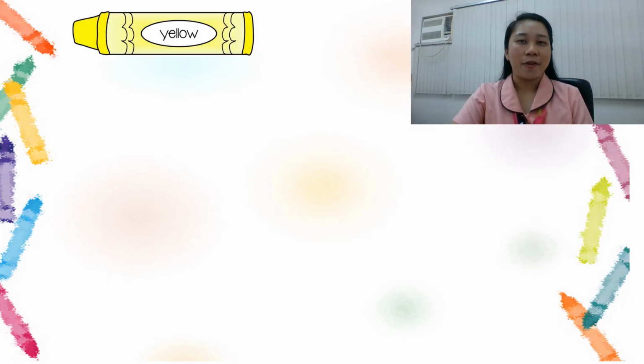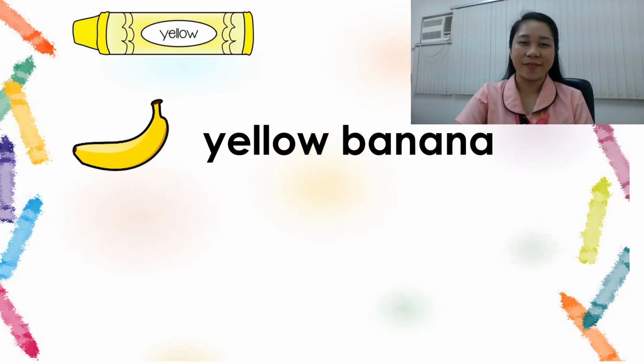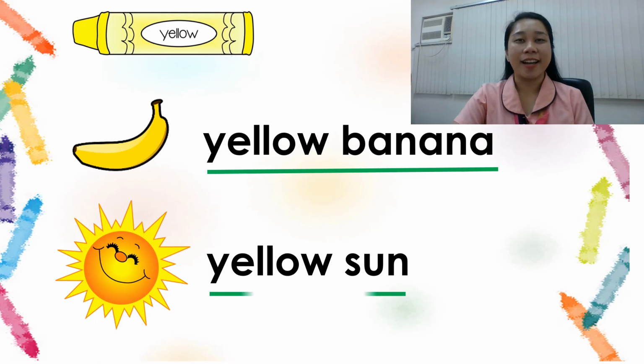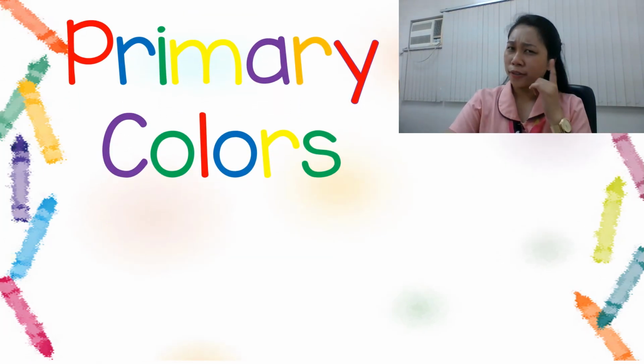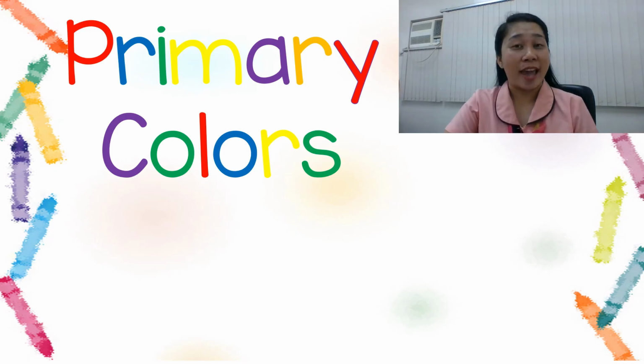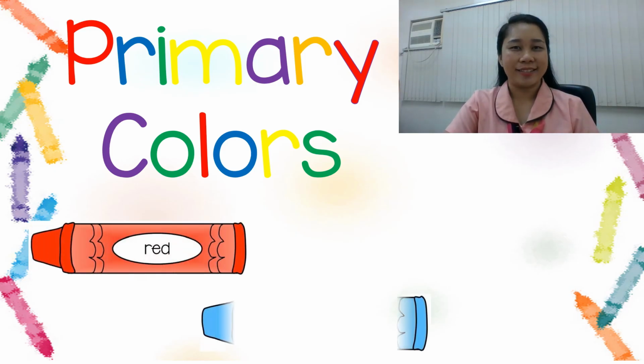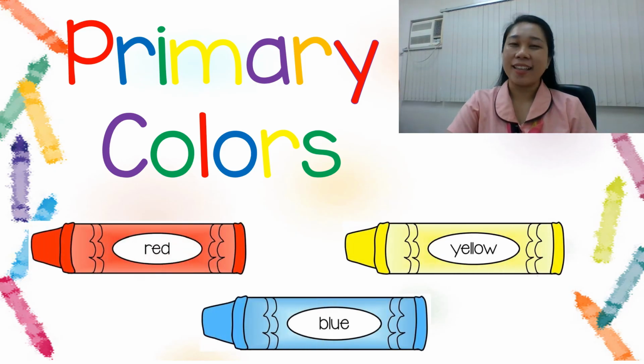And lastly, we have the color yellow. We have yellow banana and yellow sun. Those are the primary colors. What are the primary colors again? We have red, blue, and yellow.